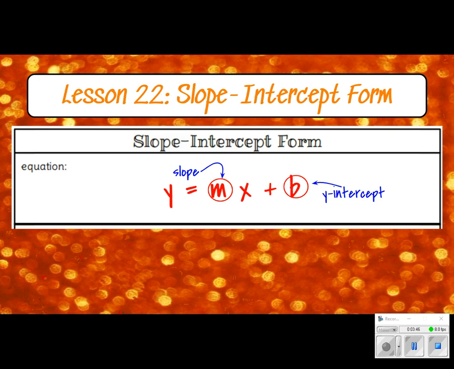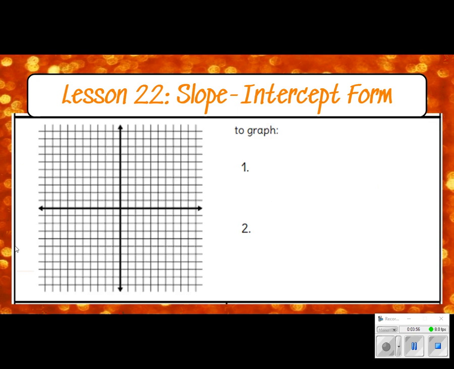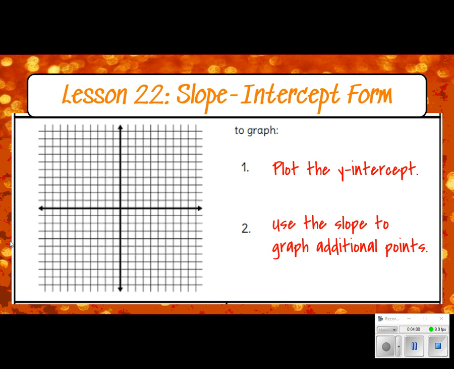Now when we graph, we do not graph dinky little short lines. We go all the way across the plane. I'm going to give you some helpful hints and things to think about as you're graphing. All right, so to graph, you're going to plot the y-intercept, and then you're going to use the slope to graph additional points.